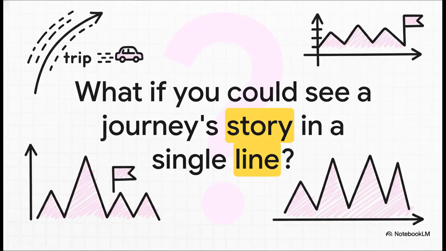Just imagine you're watching a car as it starts, speeds up, and then slows down for a traffic signal. Now, what if I told you that this entire journey, this whole story, could be captured and understood just by looking at a simple line on a graph? That is exactly what motion graphs do for us. They tell us the story of motion.